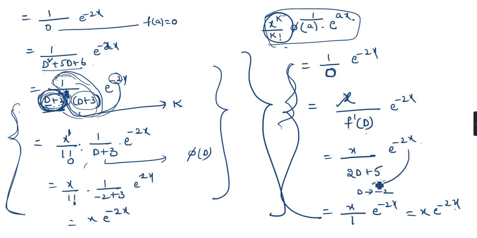So x by 2d plus 5 into e power minus 2x. Replace d by minus 2. After replacing d by minus 2, the denominator is not getting 0. So now here itself we can complete the solution: x into e power minus 2x. So yp equals x into e power minus 2x.